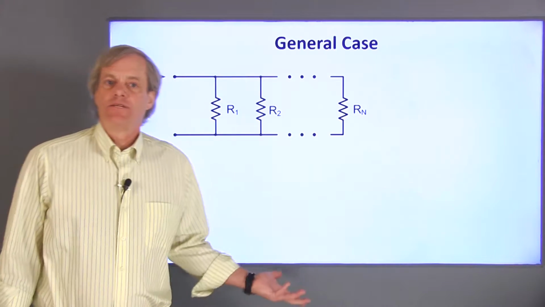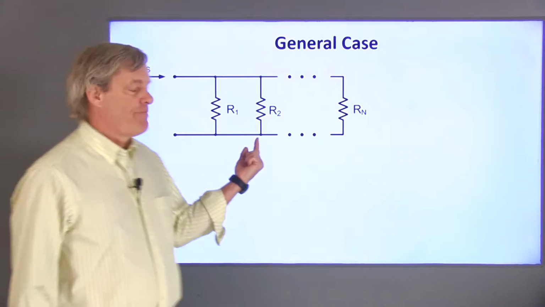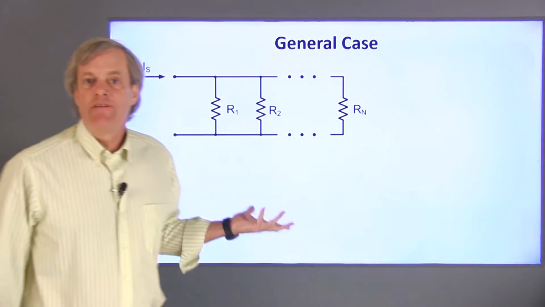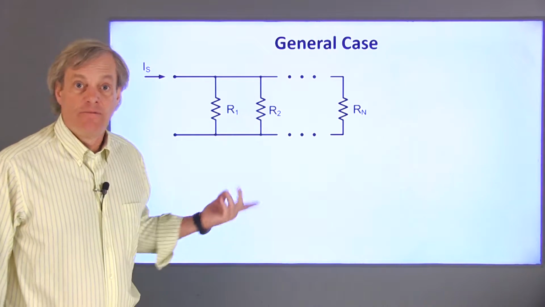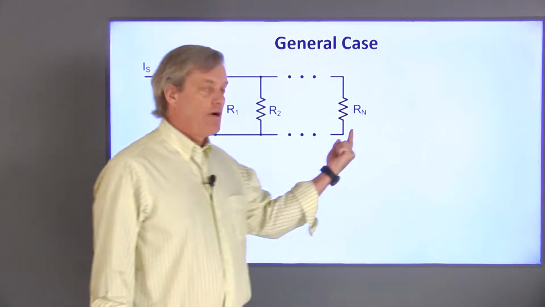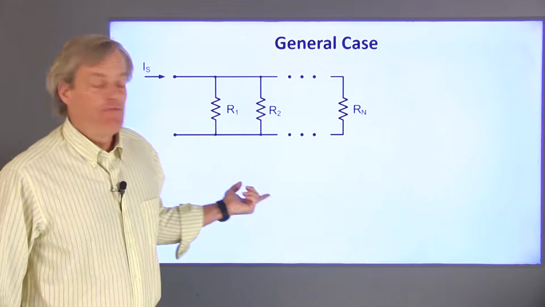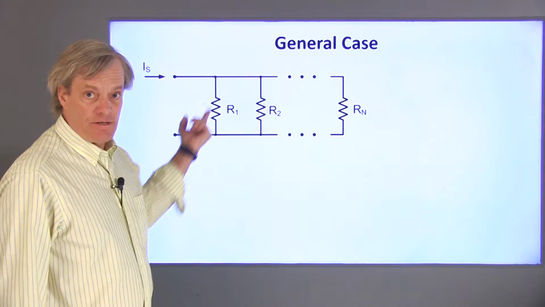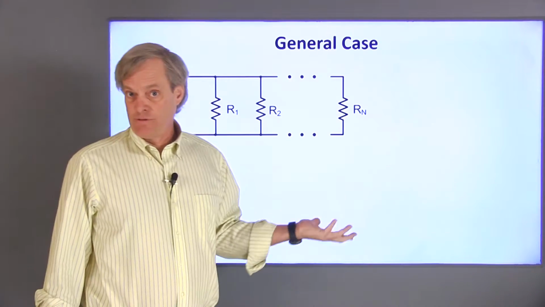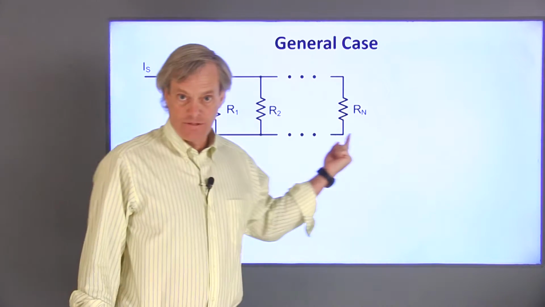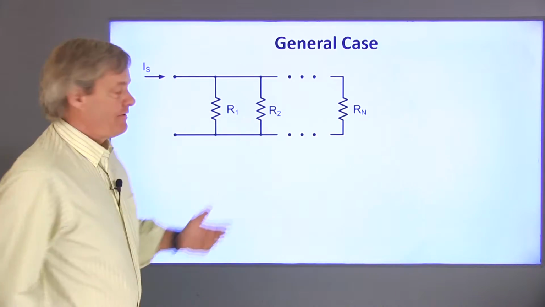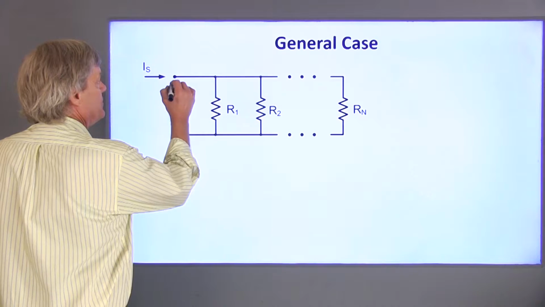We can generalize this result for an arbitrary number of parallel resistors. Suppose we have n resistors, all in parallel. The resistors are R1, R2, up to Rn. If we do KVL around any loop in this circuit, it'll pass through two and only two resistors. So all these resistors are in parallel with one another, and they all share the same voltage V.